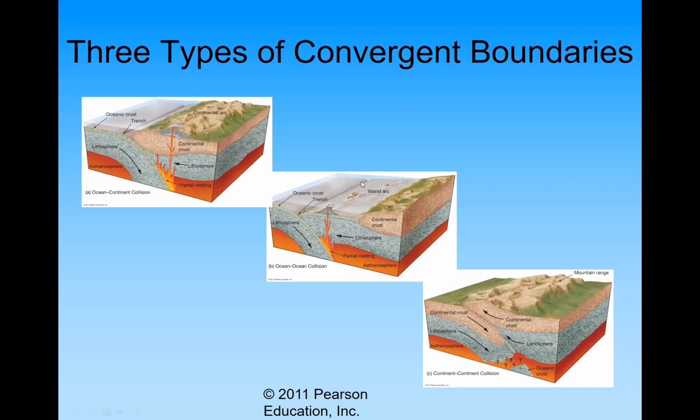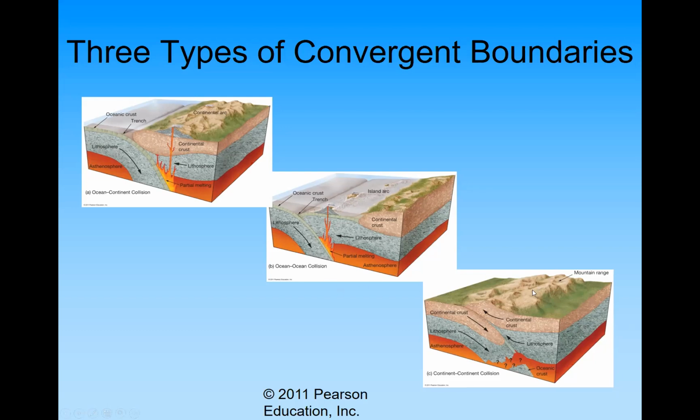The deepest oceanic trench is the Marianas Trench, which is about 11,500 meters deep. And there are other deep trenches. There's a deep trench in the Caribbean, which is about 8,000 meters deep. So wherever you have convergent ocean boundaries, you end up with a trench.